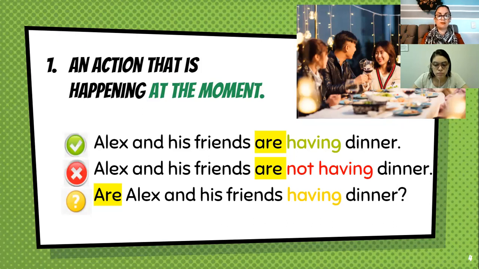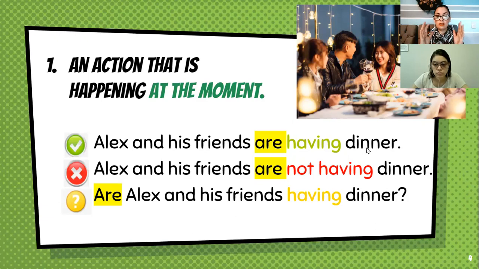Let's see an example. Alex and his friends are having dinner. It's they, because we're talking about Alex and his friends. They are in the non-S team, which means that you will use the verb are with the verb to be, and then the verb have, and the ing, having.